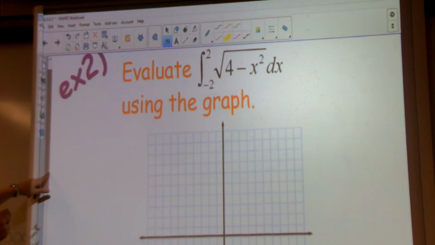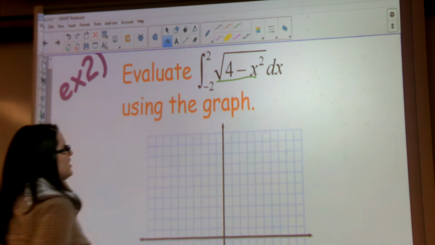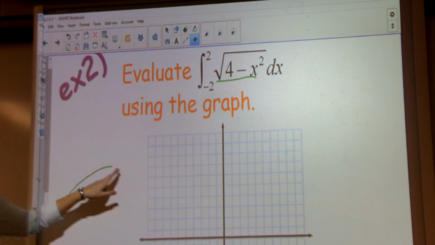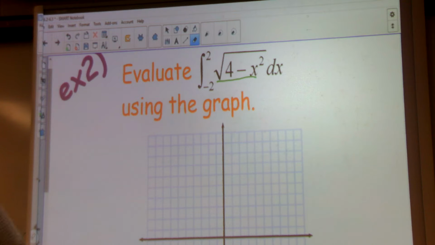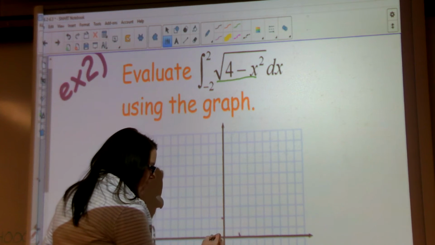But remember, integral means area under the curve. This is a pure function. What does that graph look like? It's a curve. It is not a square root, though I see a lot of you saying that. It's a semicircle of radius 2. It is the top half of the semicircle.